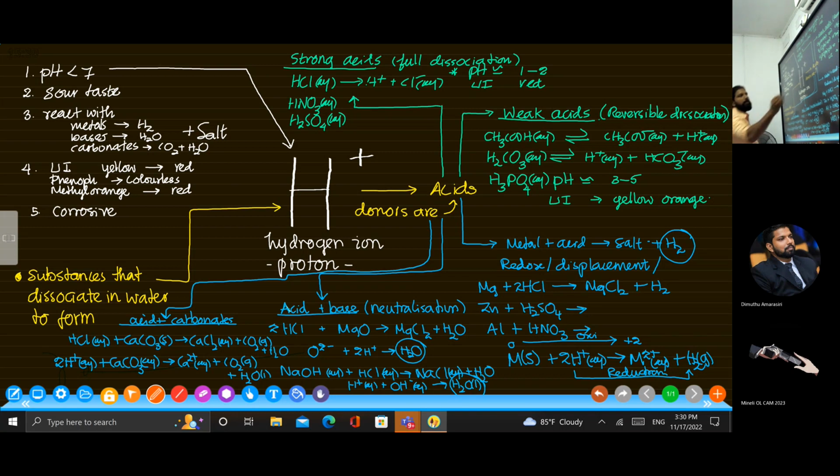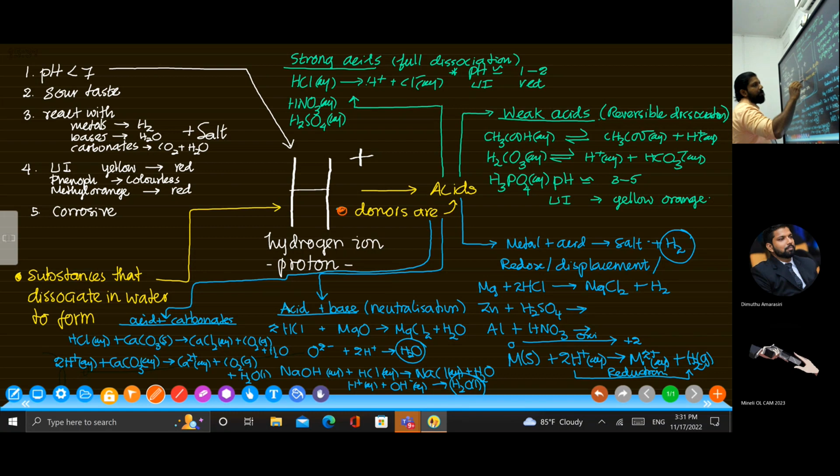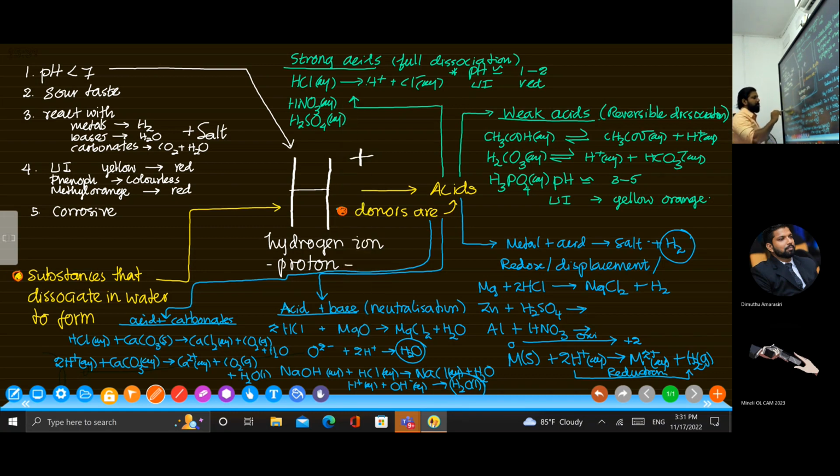Definitions there. H plus donors are acids: substances that dissociate in water to produce H plus are also called acids. If a substance is providing H plus ions in the reaction, they are acids.